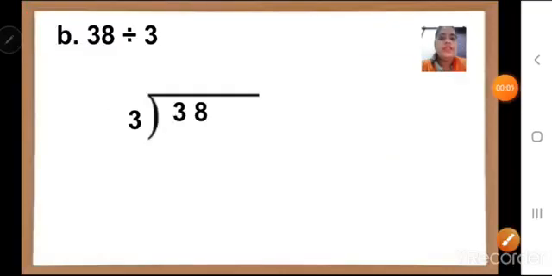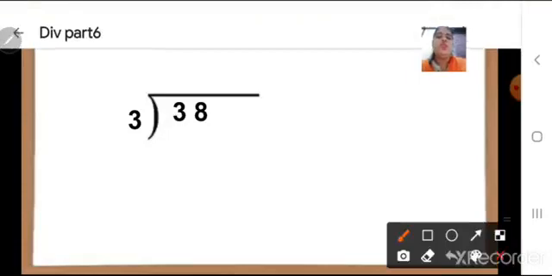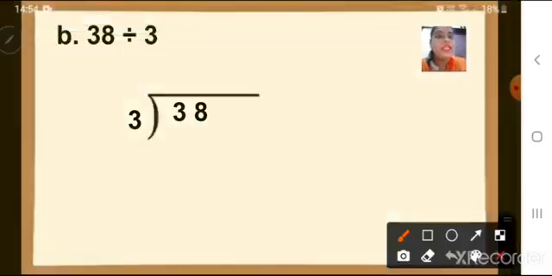The question is 38 divided by 3. Okay. Children, first we have to draw the bracket. Write the dividend inside, 38, and number 3 outside. Then we are going to divide. Now for dividing, we are going to see one number at a time.